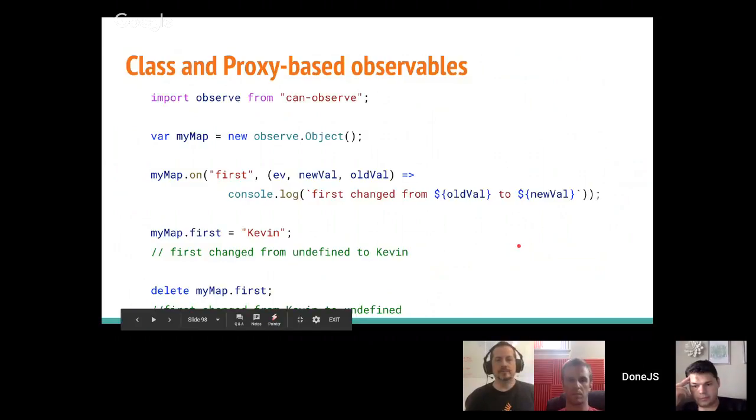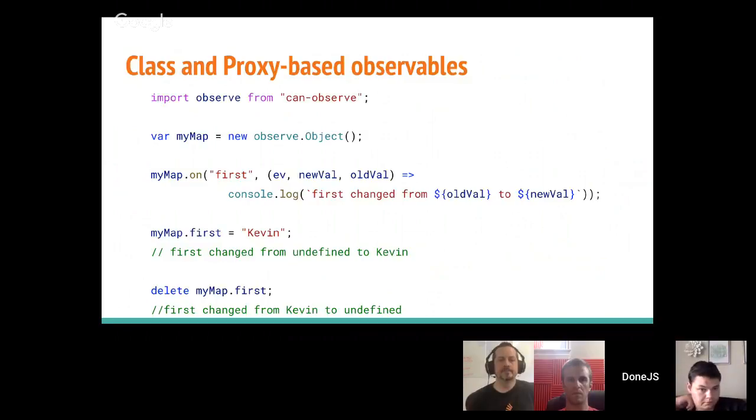ES6 proxies allow us to have hooks for all of these things that we need, for when things are set, when properties are deleted, when you get properties, even for properties that don't exist. So you don't have to predefine anything.